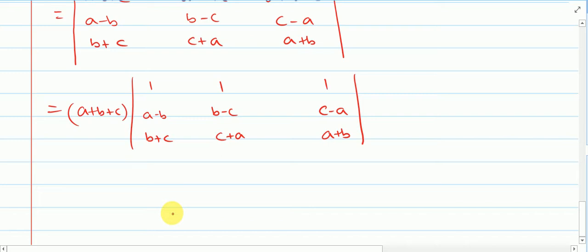Okay. Now next what we can do is, if we operate R2 tends to R2 plus R3, I don't think we'll get anything common, but we'll be able to cancel out this b, this c, and this a. Okay.